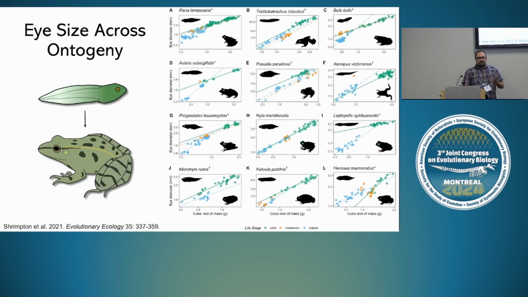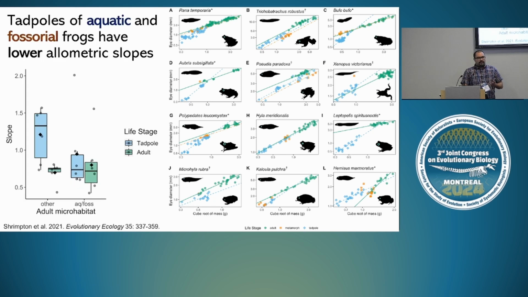And so we did this in a smaller subset of frog species, so we don't have as extensive a phylogenetic sample, but you can see there from the blue dots and blue lines for tadpoles and the green dots and green lines for the adults that across species, the allometric slopes, so the rate of eye growth, differ considerably across these different species. And so one of the things that popped out from these results is that the tadpoles of aquatic and fossorial frogs as adults have lower allometric slopes, meaning these tadpoles are investing less into eye growth. Now, the same is not true of the adult slopes in this case.